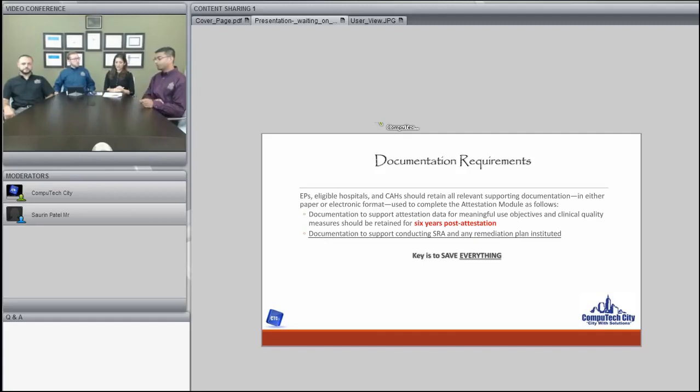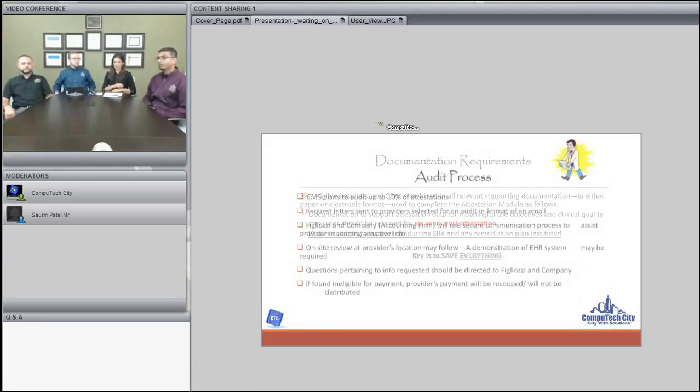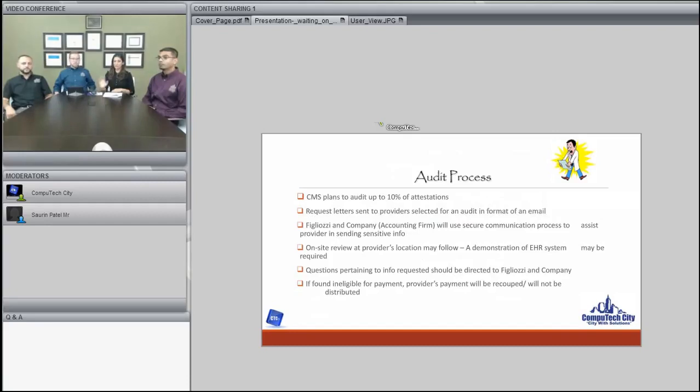So now going on to what the audit process looks like. And again, everything we're discussing today is from what we've come across from our own clients. CMS plans to audit 10% of all of the attestations, so you have a high likelihood of being audited. Always keep that in mind, although it's only 10%.